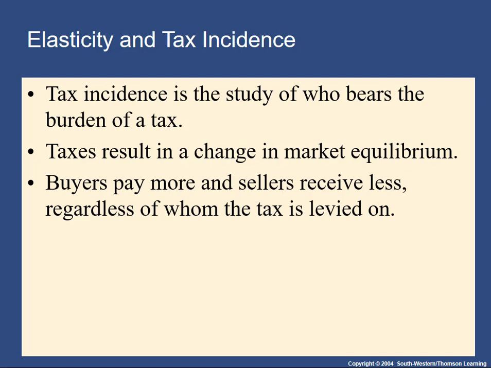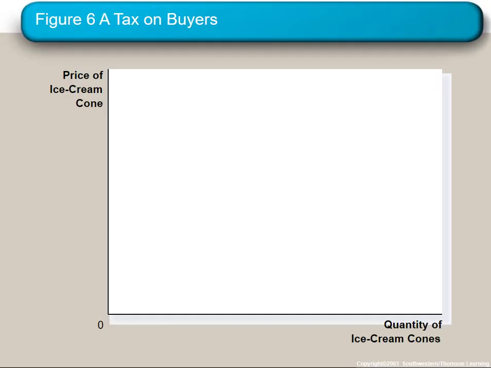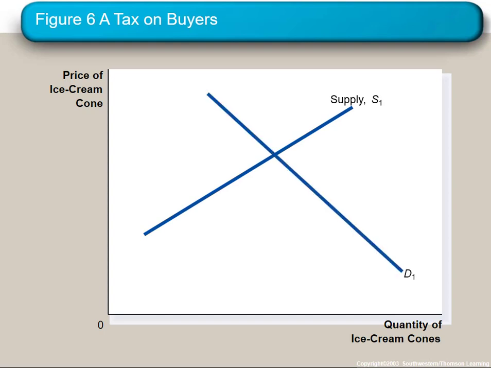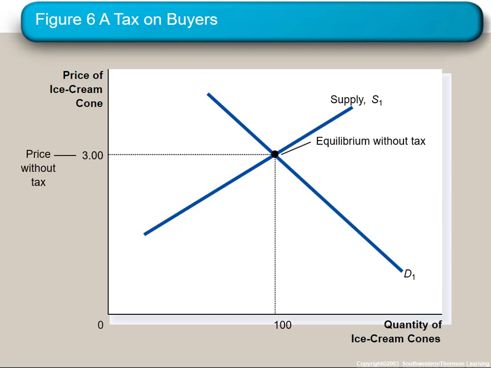So buyers are going to pay more and sellers are going to receive less, and this is regardless of whom the tax is levied on. Because remember, the tax levy is really an administrative requirement, a matter of law. So let's go ahead and look at our simple demand and supply diagram and the equilibrium we're familiar with. 100 units are transacted at $3 per unit. That's the equilibrium price and the equilibrium quantity with no tax.